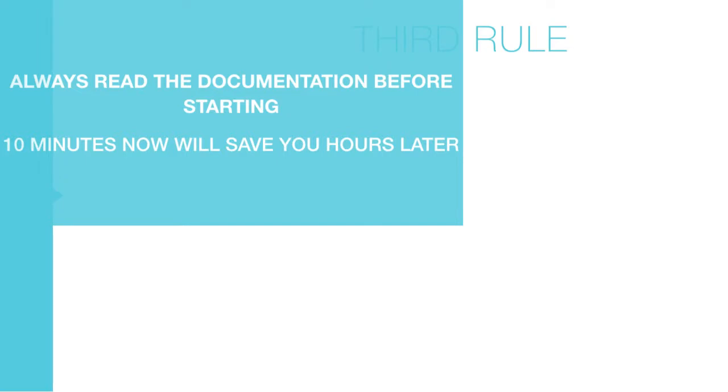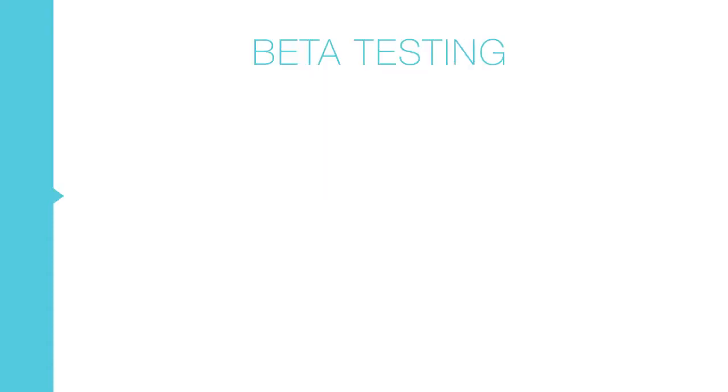And of course, the third rule of beta testing, always read the documentation before starting. 10 minutes of reading the documentation will save you hours later. They will put things in the beta documentation that tell you of things they know don't work. Beta is not meant to be a gold release. There will be things in the beta that are planned for fix already. There will be things that you have to do to install it correctly. Read the documentation. There will always be a README with the beta.